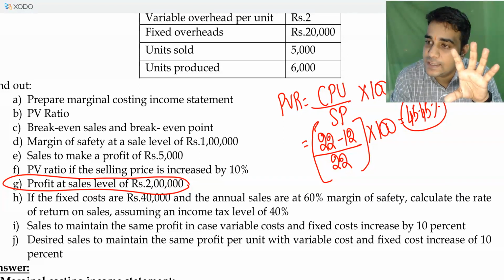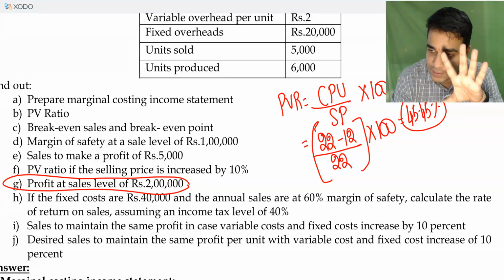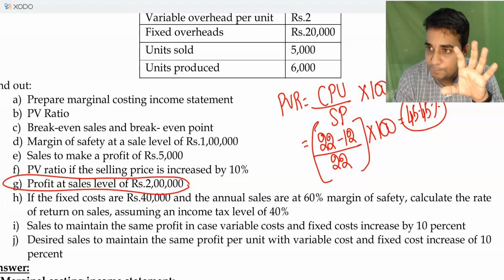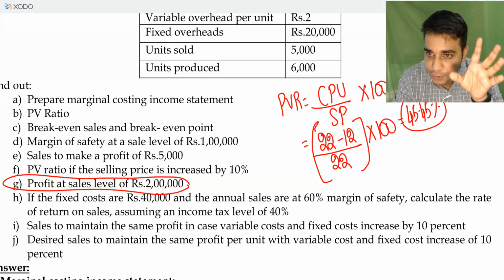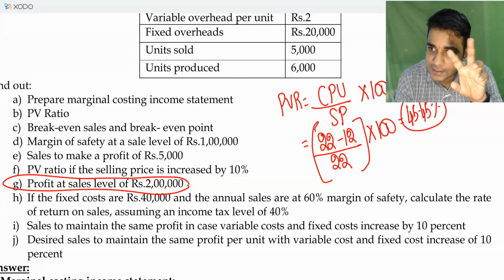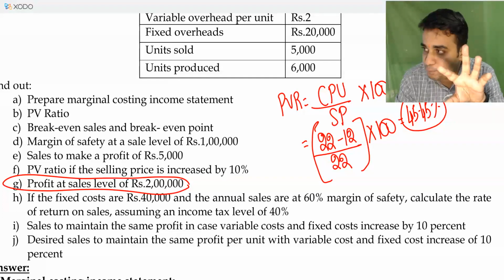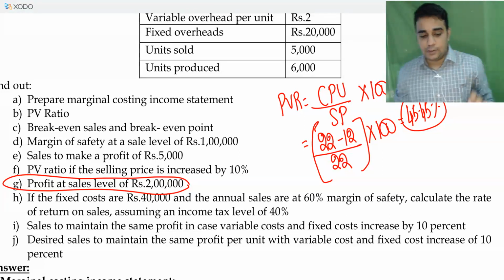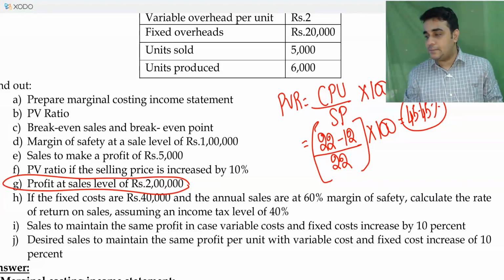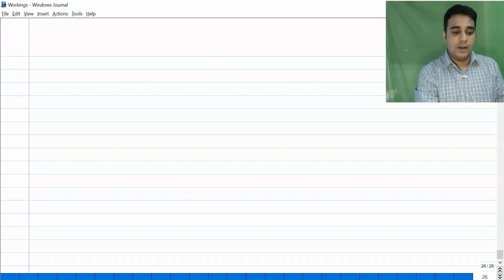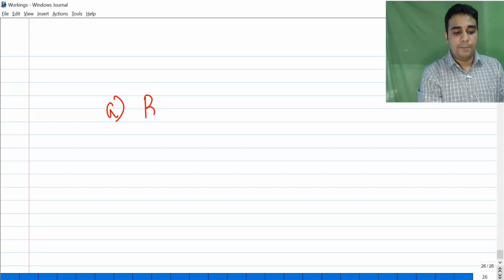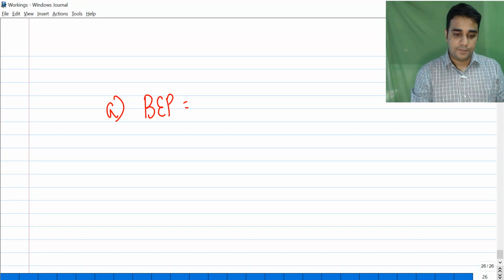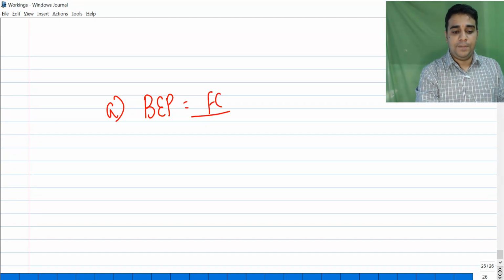Rate of return on sales is nothing but net profit by sales into 100. I can do two answers. One is pre-tax return, second is post-tax return, because there is some income tax rate which they have given. So fixed cost is 40,000. Annual sales are at 60% margin of safety. So let's first capture some of the points. Point number A, break even point is equal to fixed cost by PVR.